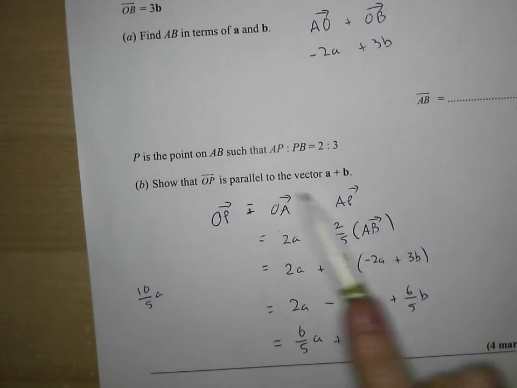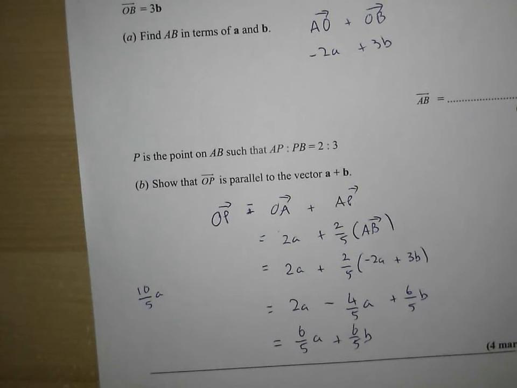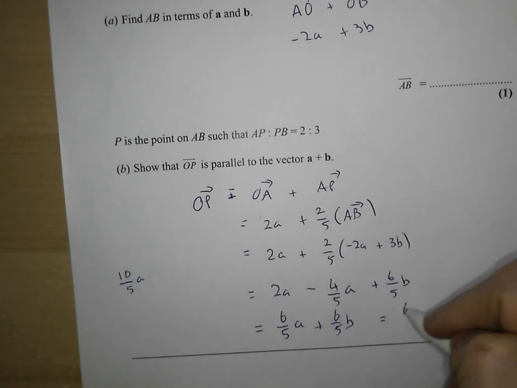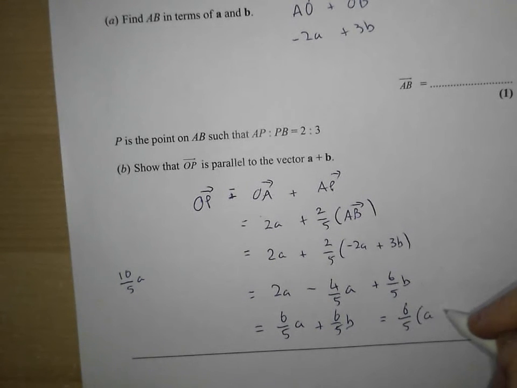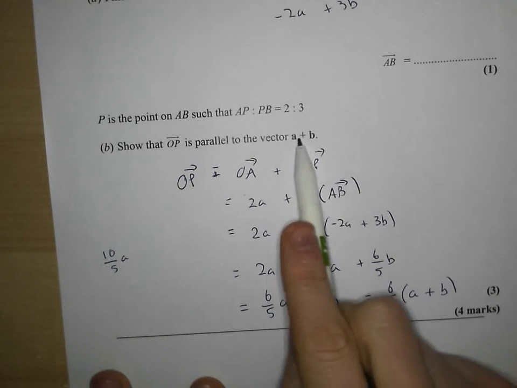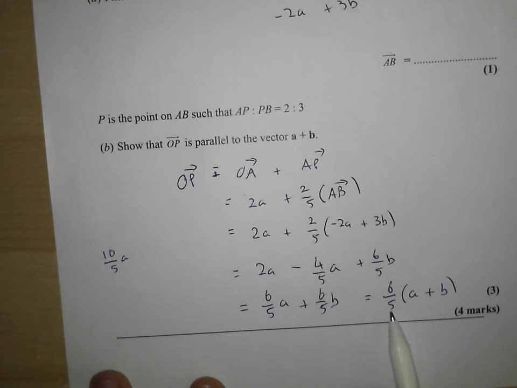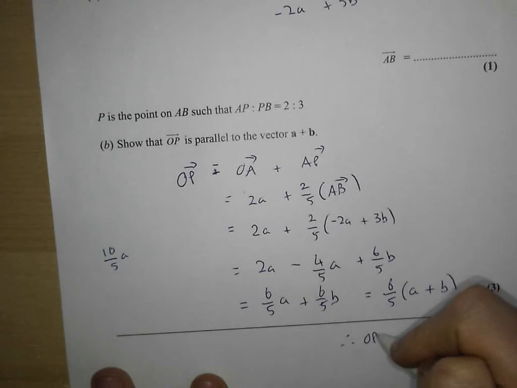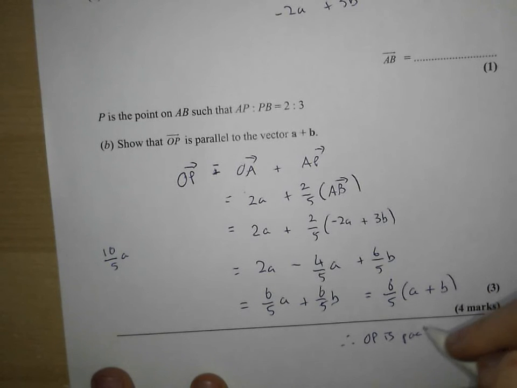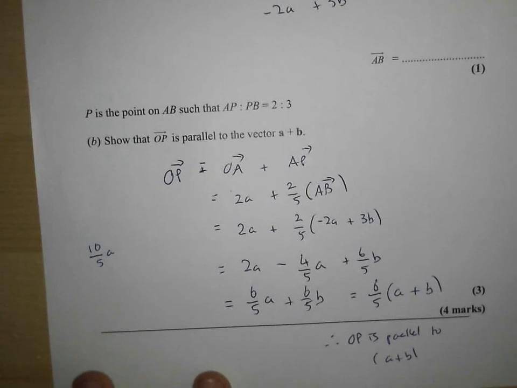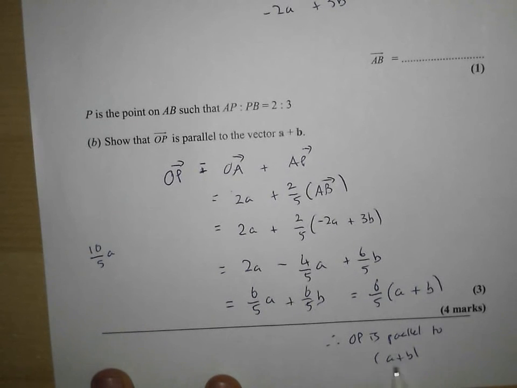We've got to show that OP is parallel to the vector a plus b. 6/5 of a plus 6/5 of b. If I factorise that, that's the same as 6/5 of a plus b. So I've shown it's parallel there because it's got the a plus b component in there. It's just 6/5 of the size. So I might as well finish by putting therefore OP is parallel to a plus b. Done and dusted. So I've shown it's parallel because they've both got this a plus b component in them. And that is the end of vectors.